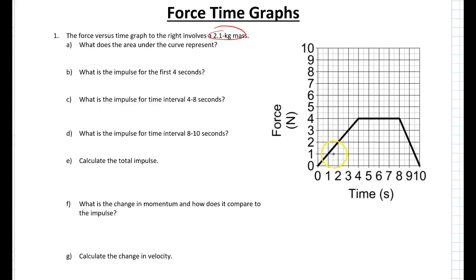Okay, first of all, what is the area bound by the slope and the x-axis? That's called the area under the curve. What does that represent? You can see the area is force times time. Recall, when you take force and multiply it by time, you get impulse.